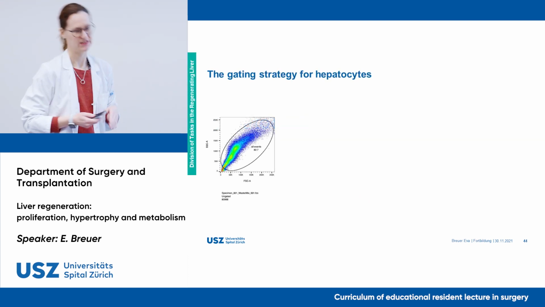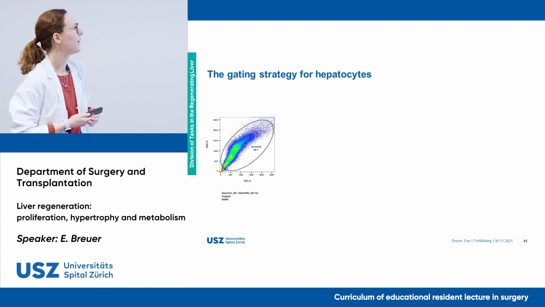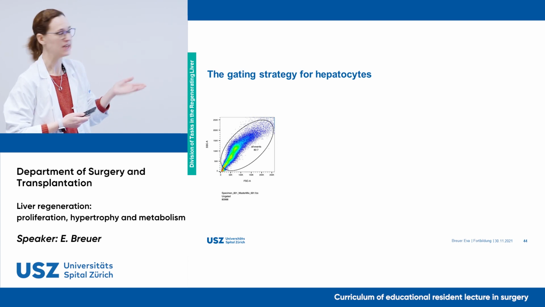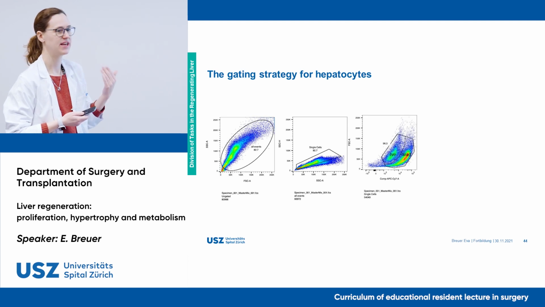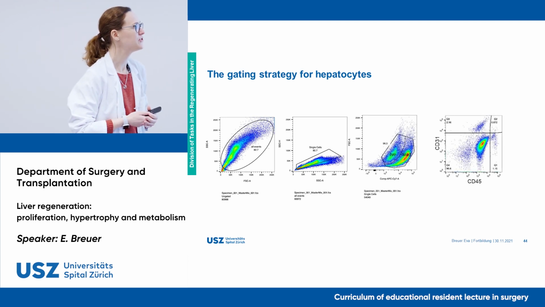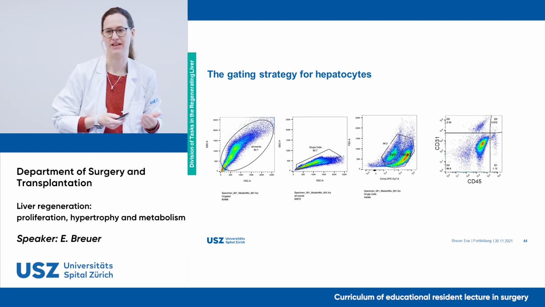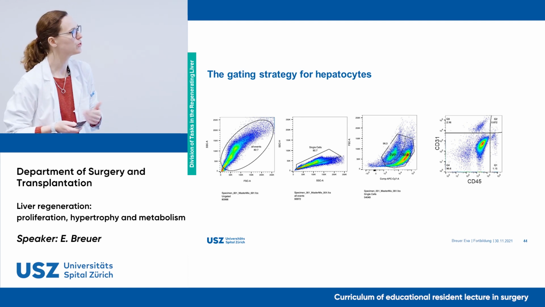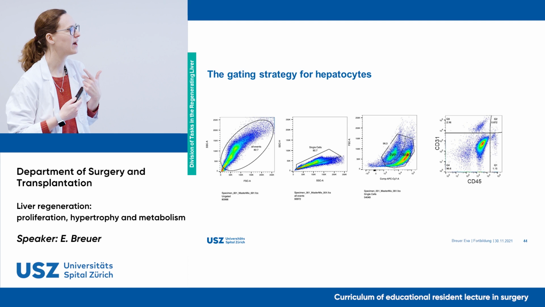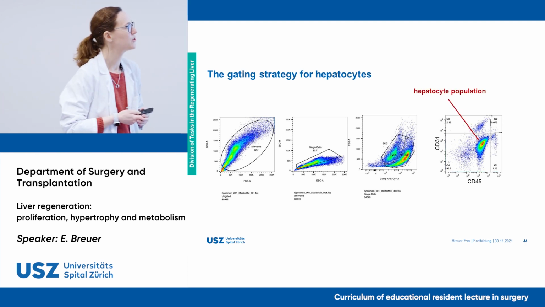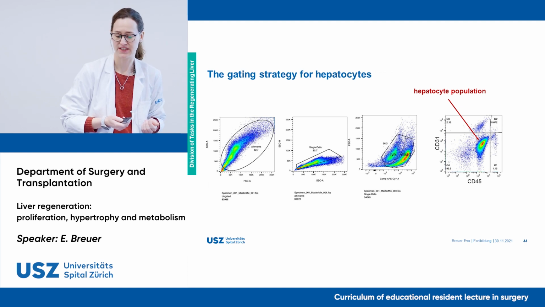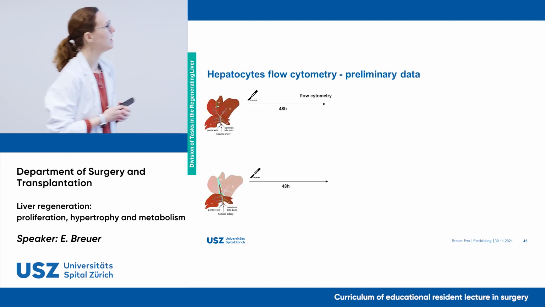So this is some preliminary data. I was able to isolate them, to sort the single cells, to take only the live cells, and to get rid of the non-hepatocytes. Because in the solution you also have endothelial cells and immune cells, and for the analysis you want to get rid of those. So here we have a more or less pure hepatocyte population.